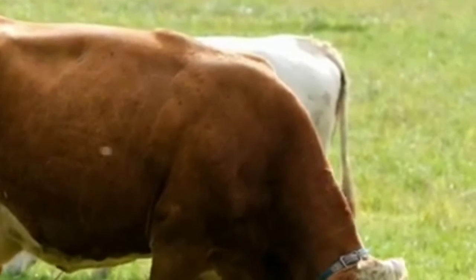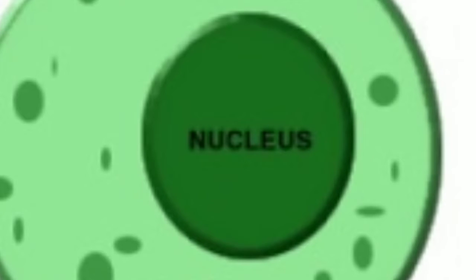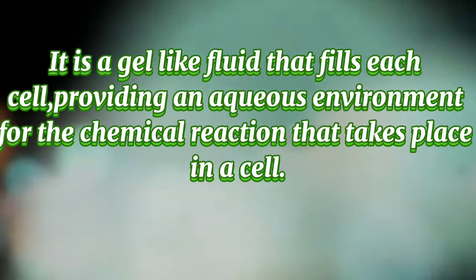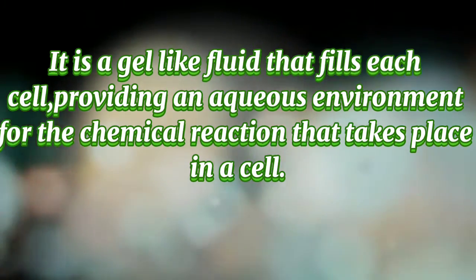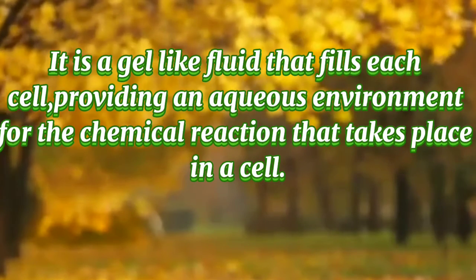All cells share four common components. These are, first, the cytoplasm. It is a gel-like fluid that fills each cell, providing an aqueous environment for the chemical reactions that take place in the cell. It is composed of mostly water with some salts and proteins.